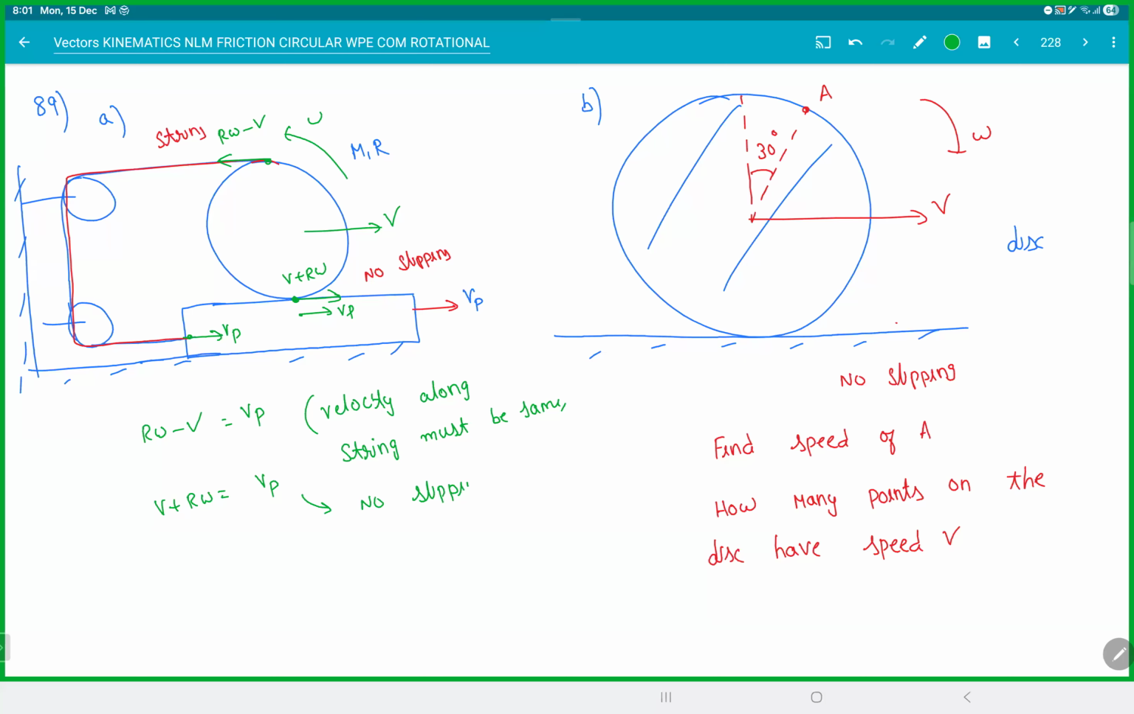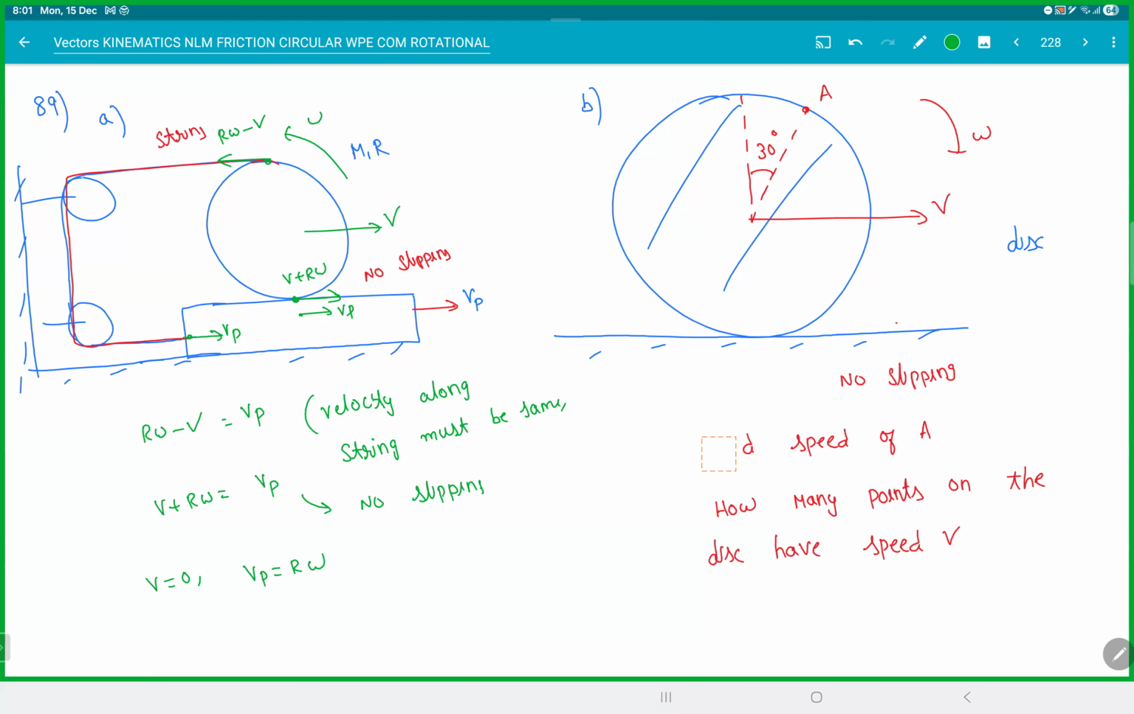When you add them, interestingly, you will get V is equal to 0 and you get VP is equal to R omega. That means this cylinder here is not going at all. It is at the same place and simply rotating. You're getting the cylinder is simply rotating without going front or back and done.